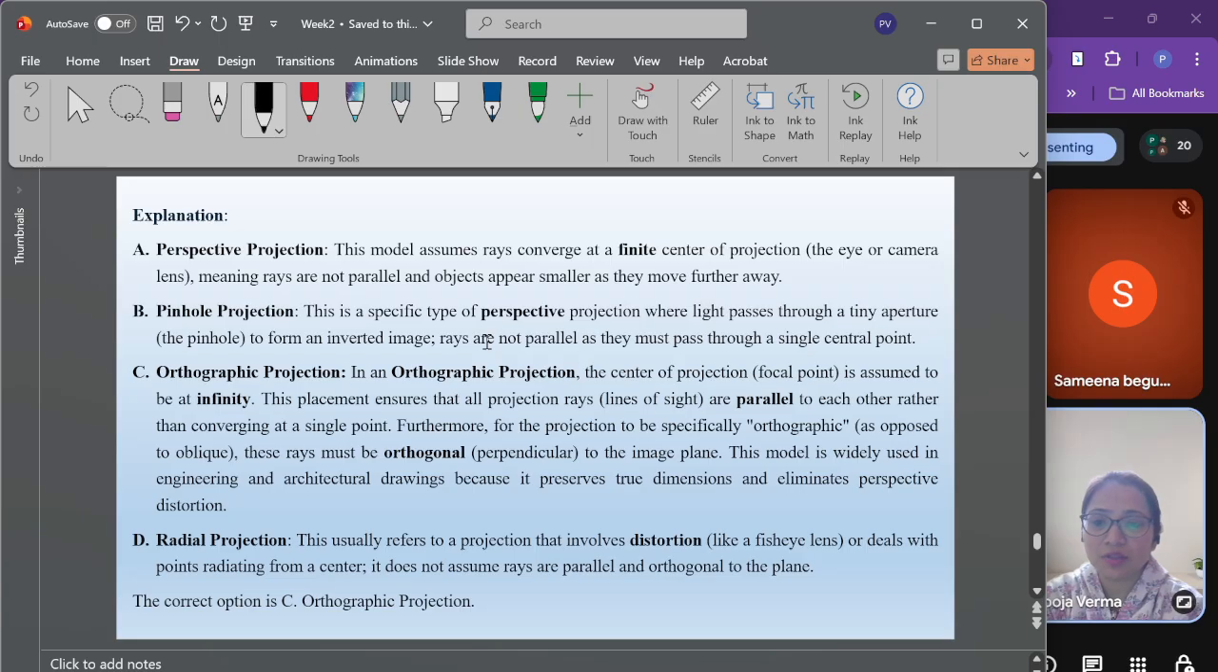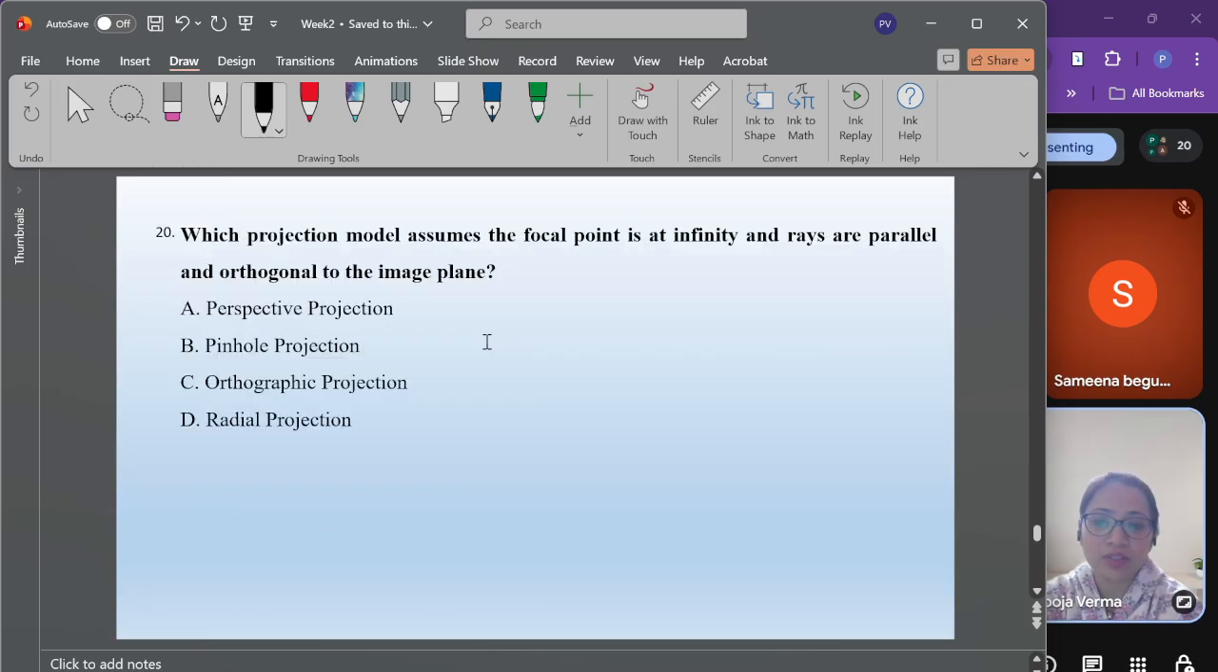Our last projection is radial. This usually refers to a projection that involves distortion or deals with points radiating from the center. It does not assume rays are parallel and orthogonal to the plane. So the correct option is orthographic projection, option C. Which projection model assumes the focal point is at infinity and rays are parallel and orthogonal to the image plane? This one is the orthographic projection.